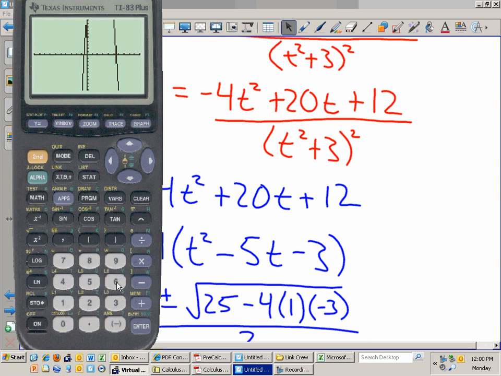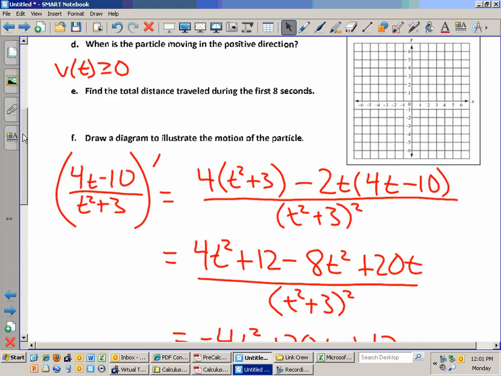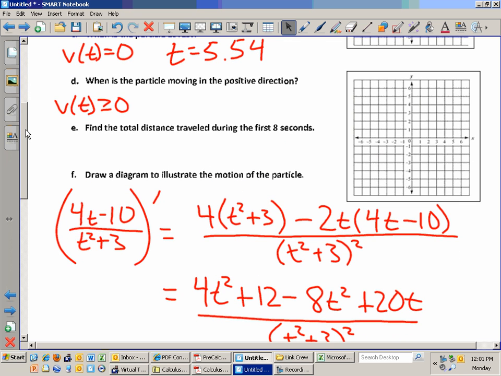Okay, so it looks like the graph is positive from here to there, right? What is that spot right there? That's that 5.54. So it looks like the derivative is positive from 0 to 5.54. So that's our interval. When is the particle moving in the positive direction? From 0 to 5.54.